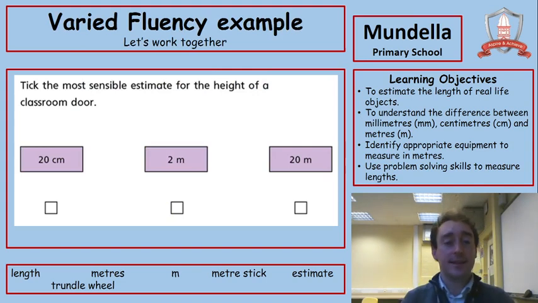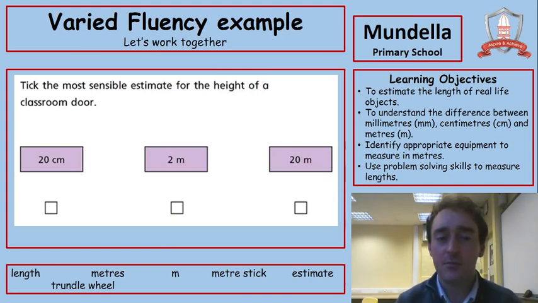Right, now let's work together. Let's do some fluency. So let's do this one together and then we'll check our answer and then I'll give you your questions to do. So it says tick the most sensible estimate. So estimate. So an estimate is like a prediction or a guess. So we have to guess how tall the classroom door is. Tick the most sensible estimate for the height of a classroom door.